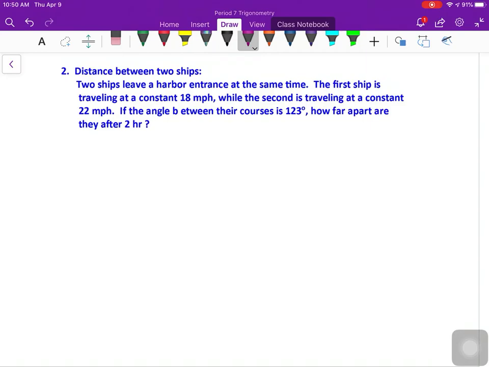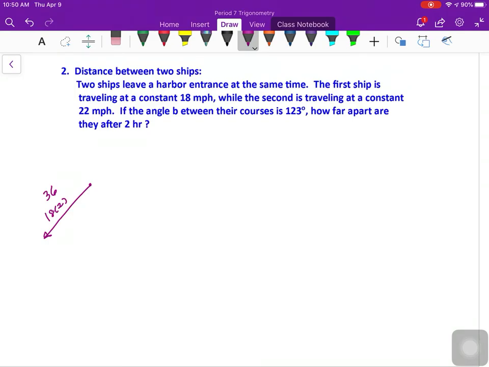Number 2. Now, number 2 is a bit of a navigation problem, and it says that we have two ships that leave the same harbor entrance, and they leave at the same time, and the first ship is traveling at 18 miles per hour, and the second is traveling at 22 miles per hour. The angle between their courses is 123 degrees.